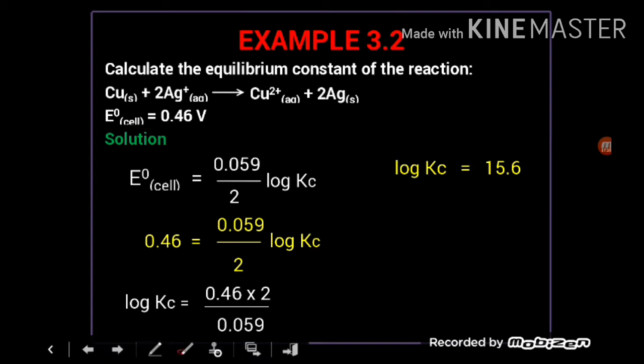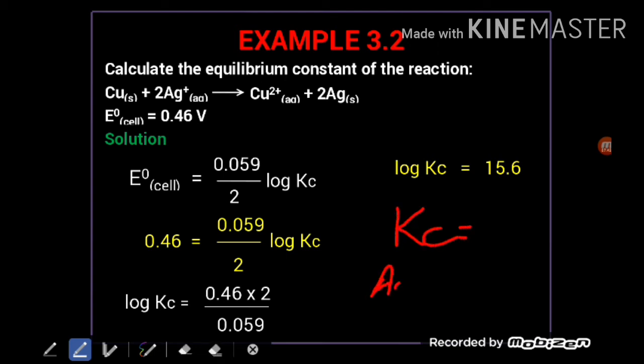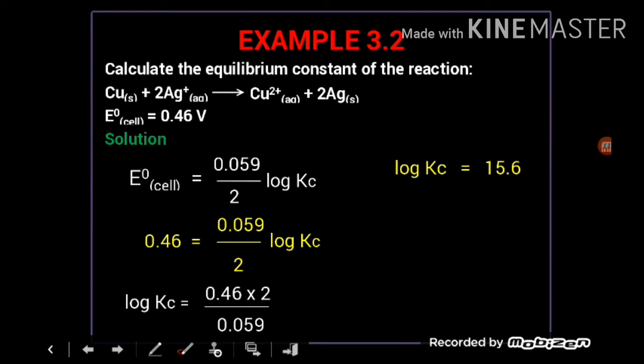So we have to find here the value of Kc. This value of Kc is equal to antilog of 15.6. So here we have to find the value of antilog 15.6. You can go to my previous video in which I told you about the logarithm and how we can use the log table. Okay, so there you can see that. When you solve it, you will find the value for Kc is equal to 3.92 into 10 to the power 15. So this is the final answer. This is the value of the equilibrium constant.